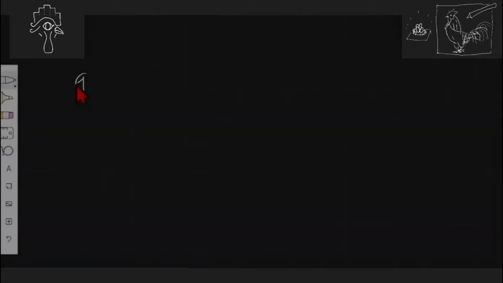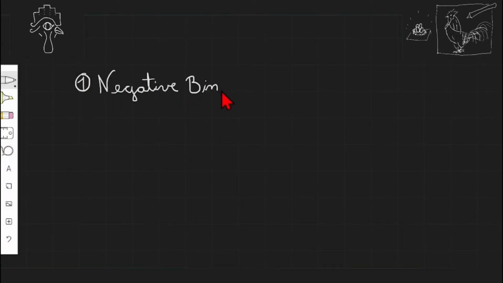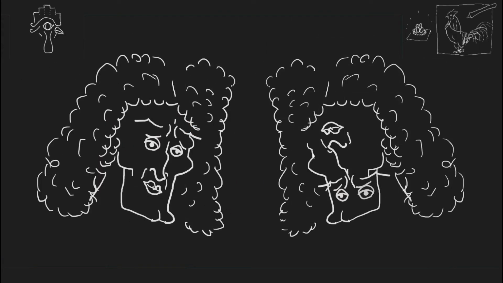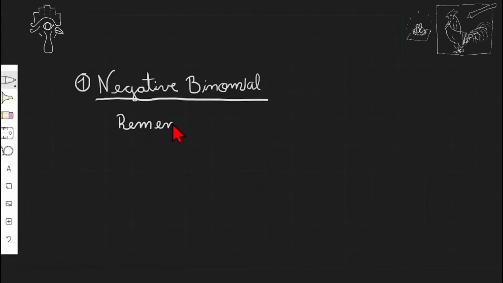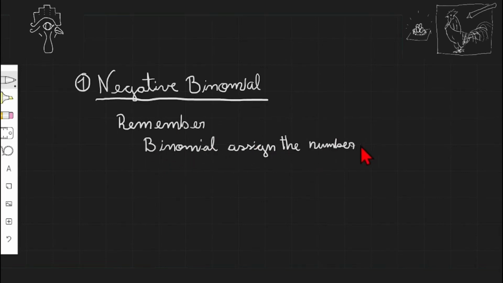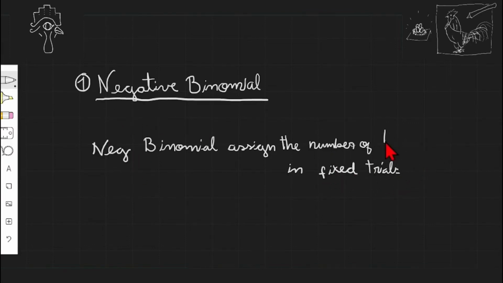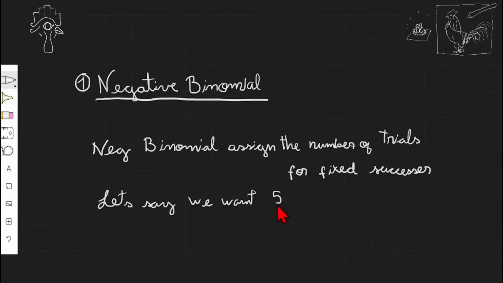Let me introduce you here to the negative binomial and the hypergeometric distribution. Let's start. The negative binomial is a twisted version of the binomial distribution. Remember that the binomial distribution assigns the number of successes in a fixed number of trials. The negative binomial will twist the word success with the word trials. Let's say that we want to know how many trials it will take us to get 5 successes.